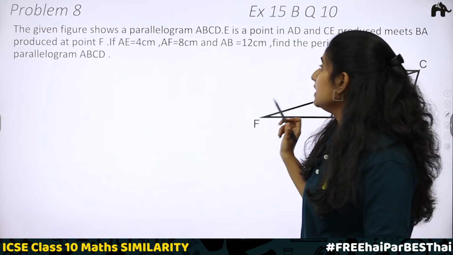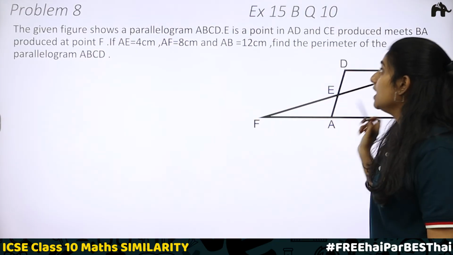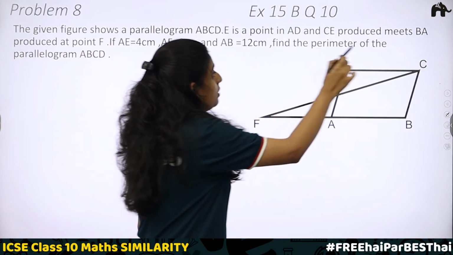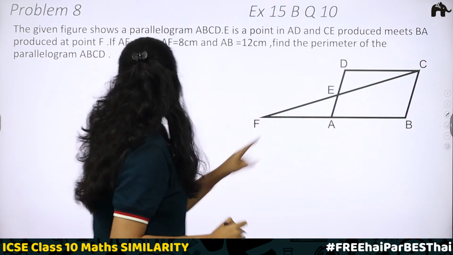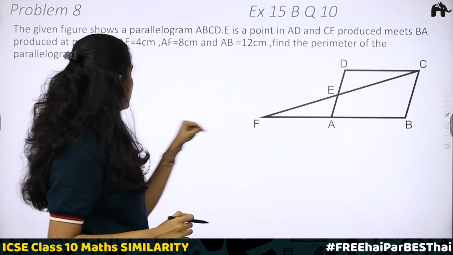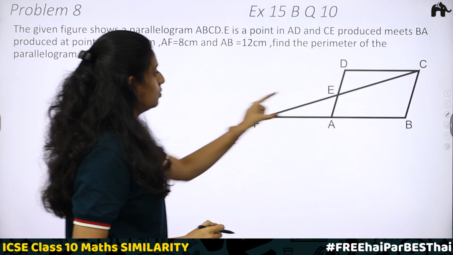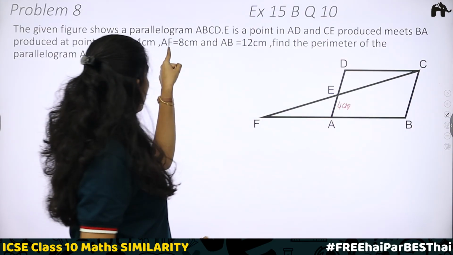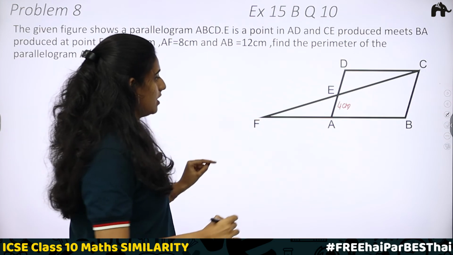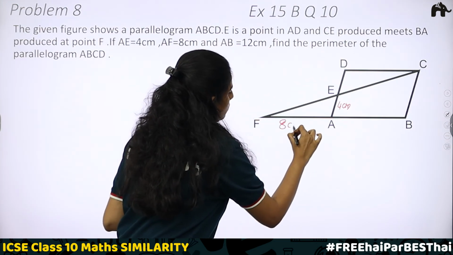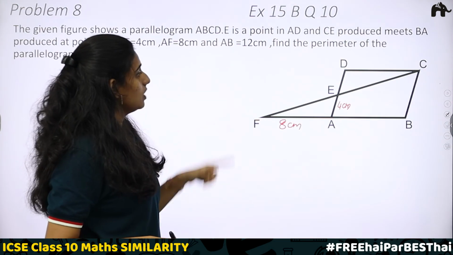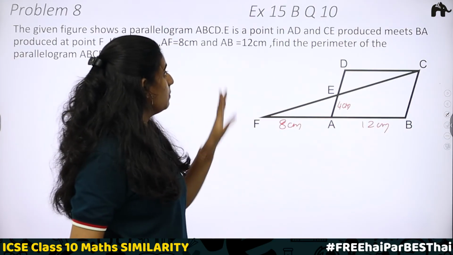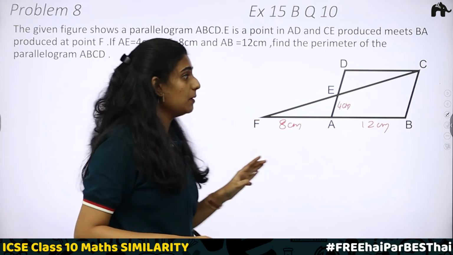15b. The given figure shows a parallelogram ABCD. E is a point on AD and CE produced meets BA produced at point F. If AE is equal to 4 centimeter, AF is equal to 8 centimeter, and AB is equal to 12 centimeter. Find the perimeter of the parallelogram ABCD.